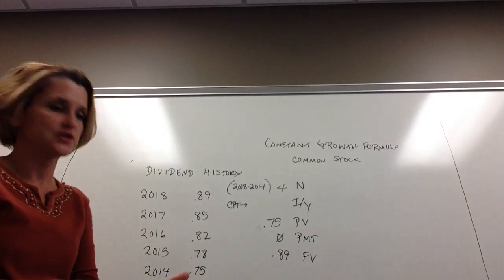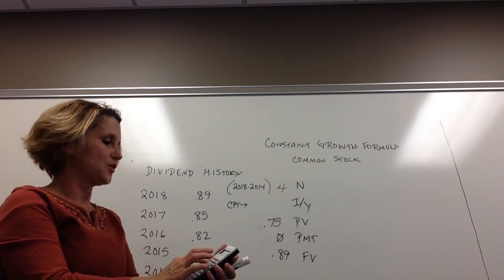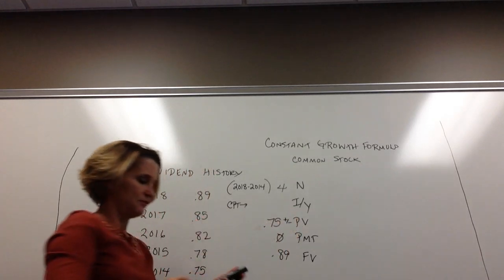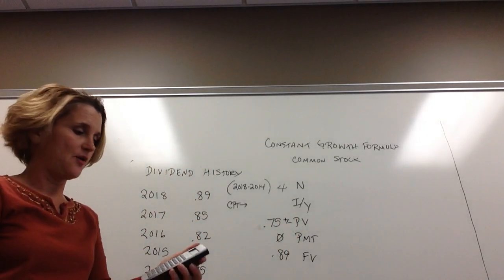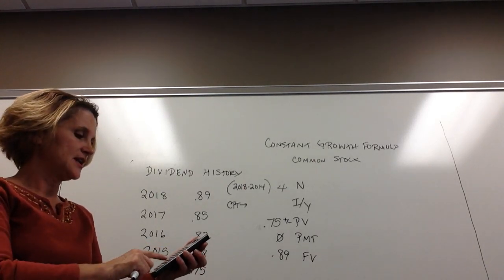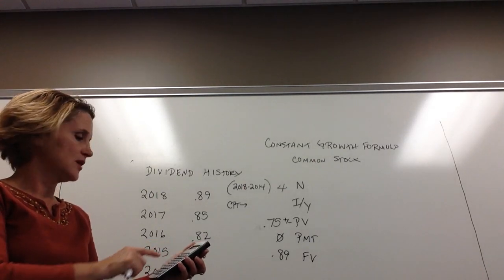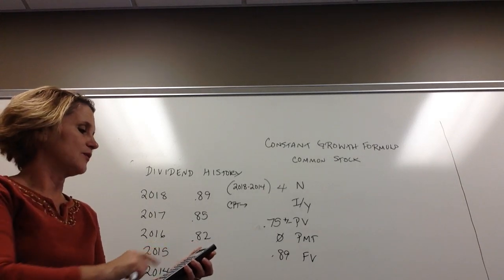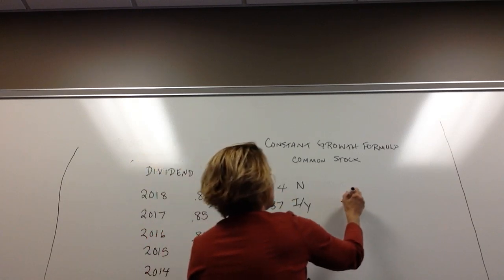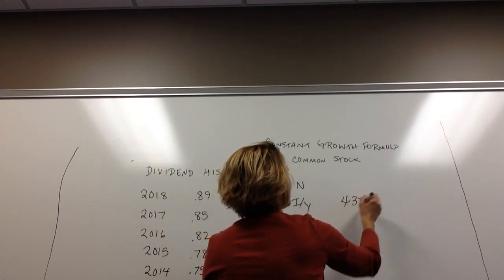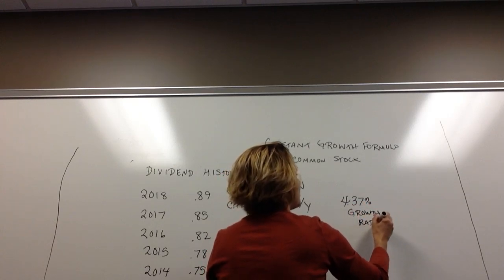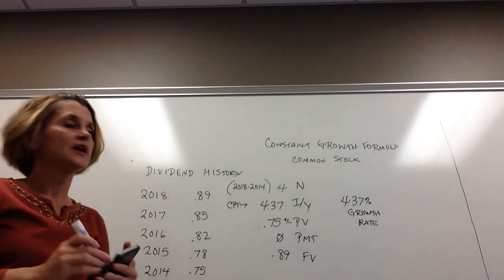And then now we'll put those into our calculator. So again, our N is 4. The present value will make it negative 0.75, and then push the IY button, push your PV button, 0 out that payment. 89 cents is your future value, and then come back and compute the IY. So that gives us 4.37%. So we'd have a 4.37% growth rate.